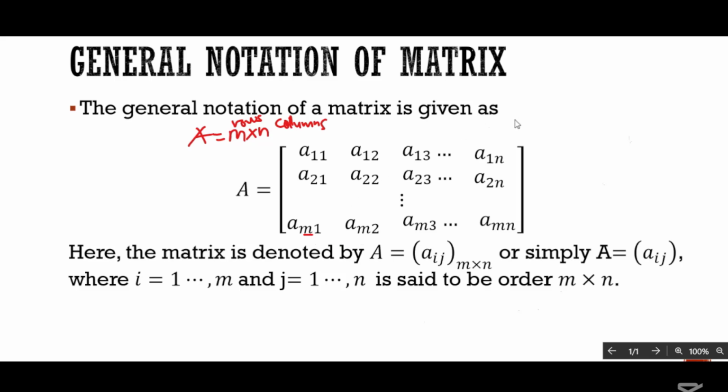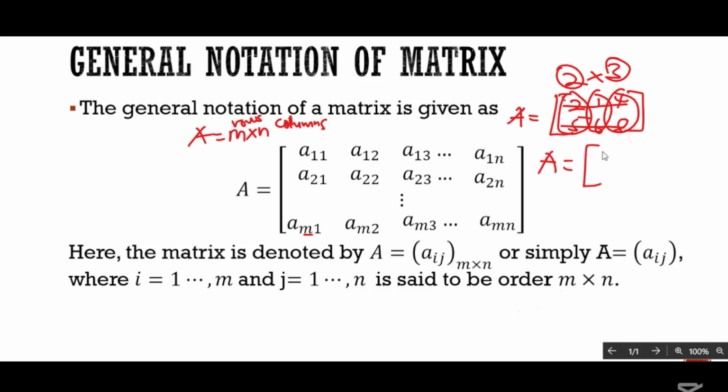If you are given a matrix like A equals 2, 1, 4, 5, 6, 8, this matrix is a 2 by 3 matrix. Why? Because the number of rows that we have here is 1, 2, so the rows are 2, and the columns are 1, 2, 3, so the columns are 3. Great. Let me rewrite this particular matrix again: 2, 1, 4, 5, 6, 8.